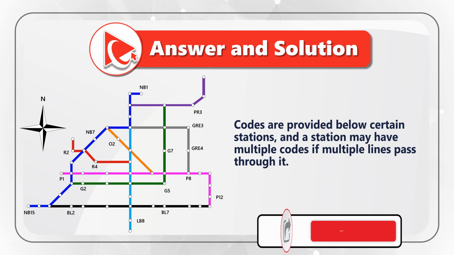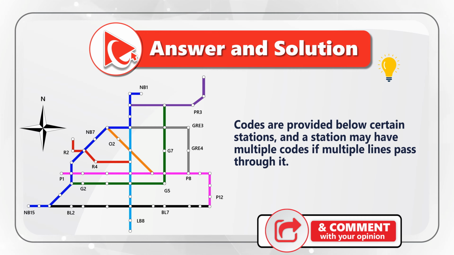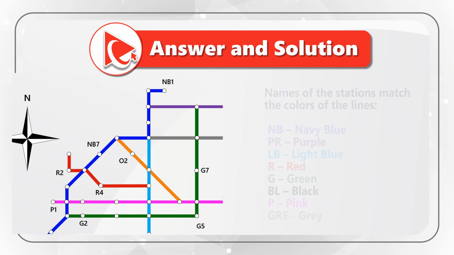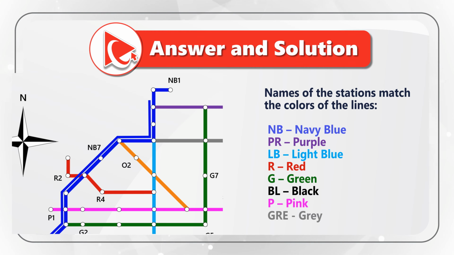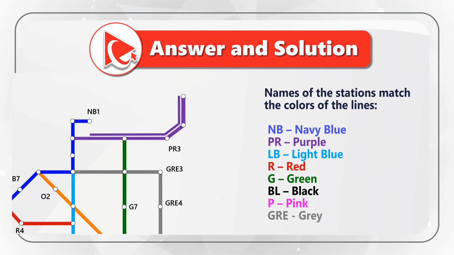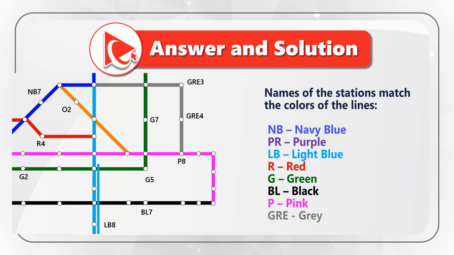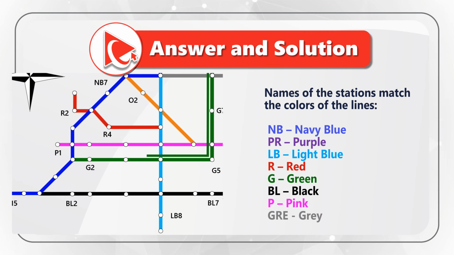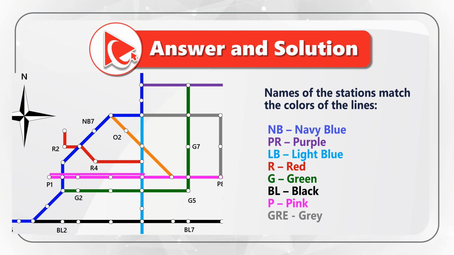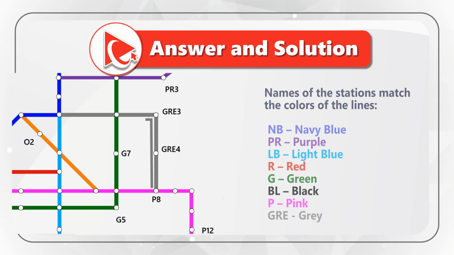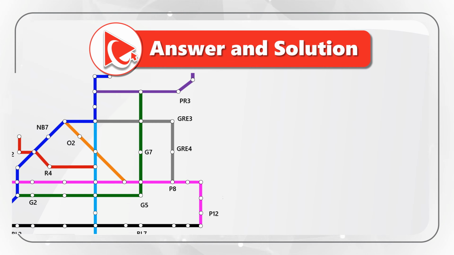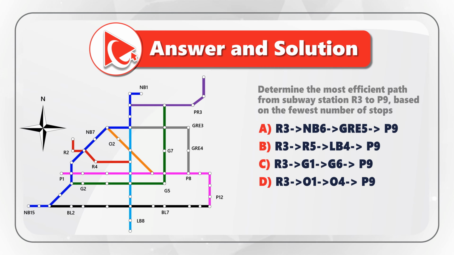What's interesting here is that if you look close enough, you can determine that names of the stations match the colors of the lines. For example, NB stands for navy blue, PR stands for purple, LB stands for light blue, R for red, G for green, BL for black, P for pink, and GRE for gray. I think now we have a very good understanding of the map and we are ready to answer the question.